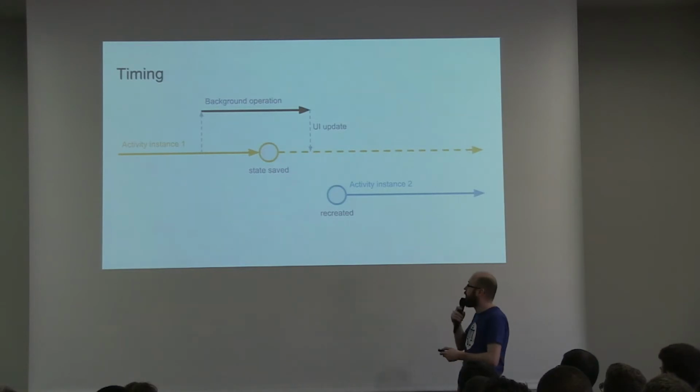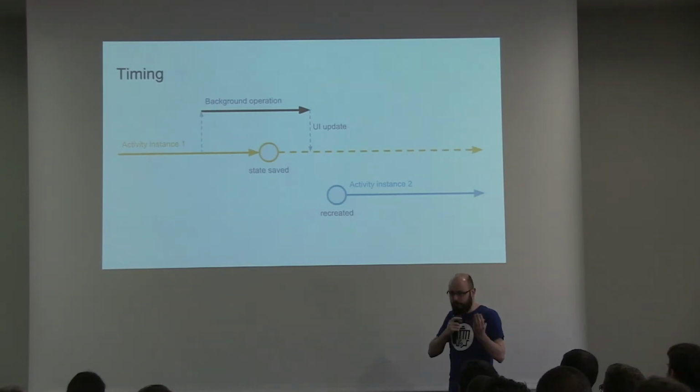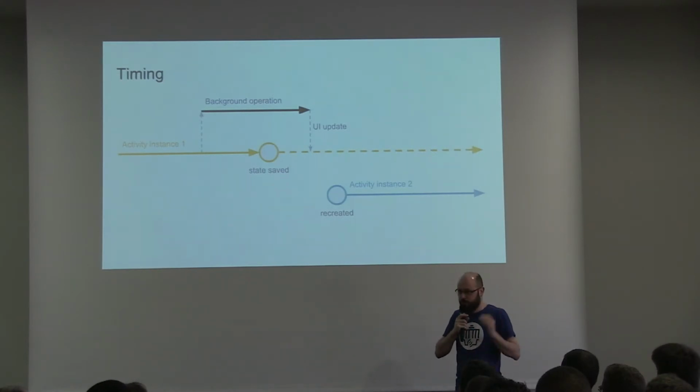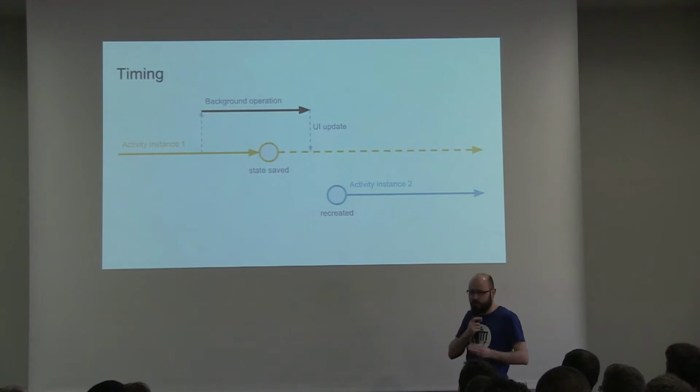So the idea is you have an activity instance here. At this point, the state is saved because the screen is rotated. But before that, the user kicked off a background operation. Press a button, and you have to do something in the background before you can show a result to the user. And it used a super naive approach, so it was just holding on to the activity instance and tries to do something here. In our case, a fragment transaction.